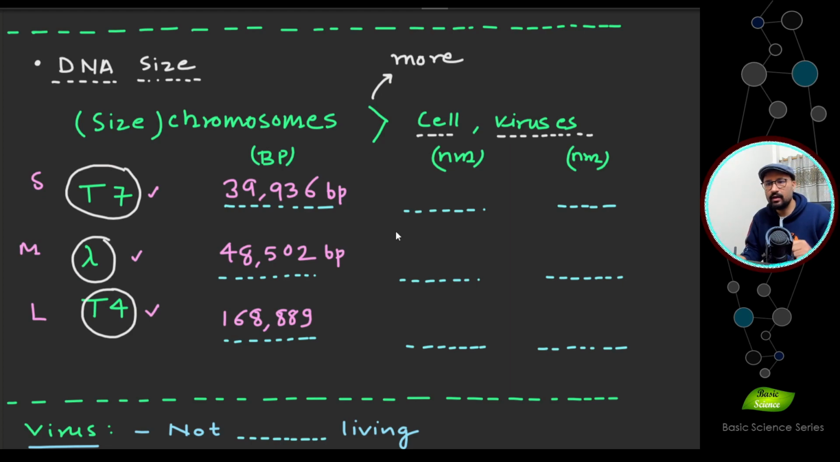Before writing the nanometer length of this DNA, I will move on to the length of the virus particle, in this case the bacteriophage. The length of the bacteriophage T7 is 78 nanometers. They are virus particles, so obviously they are going to be much smaller than the cell, in the nanometer range. 78 nanometers for T7, 190 nanometers for lambda, and then 2010 for the T4 phage.